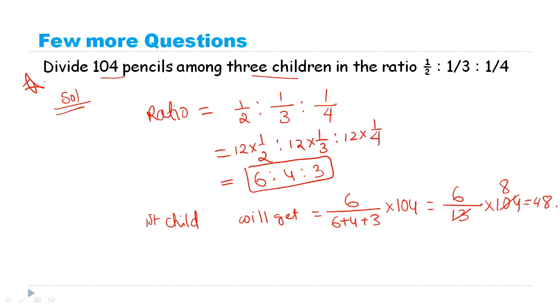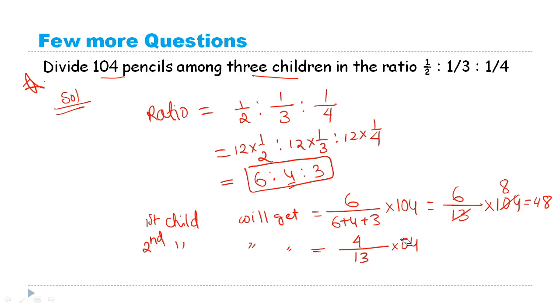So the first child will get 48 pencils, and the second child will get... 6 plus 4 plus 3 is what? 13 only, right? So all the time we need not write the same thing, so that's why I have simply added 6 plus 4 plus 3, which is 13. And out of this, only the second child will get 4 parts, so 4/13 into 104.